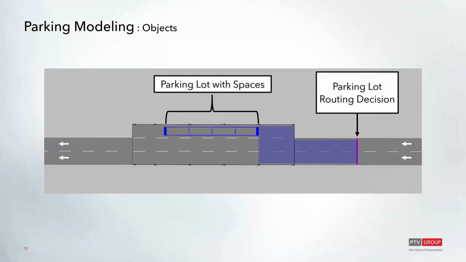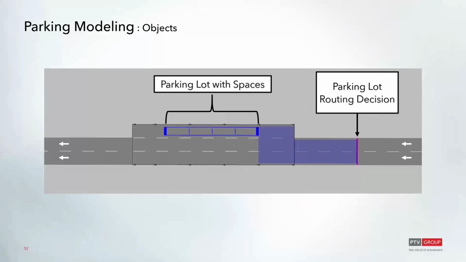And for all of these, the objects involved with parking modeling include these overall parking lots themselves. So you'll see these are shown as the blue boxes here. And the parking lots can also contain spaces. And each space is defined with a line in between here. So you can see this parking lot we've got set up here has a total of 4 different spaces.